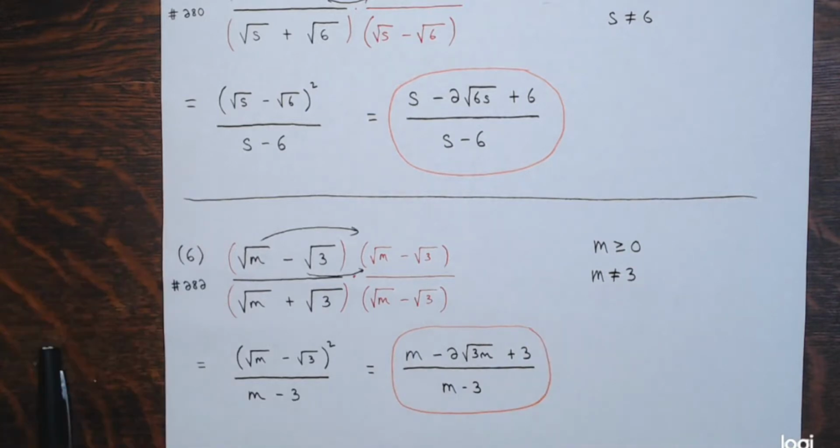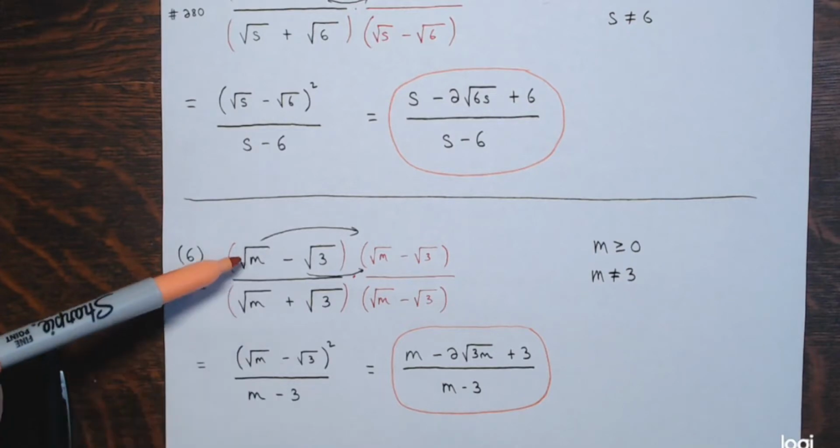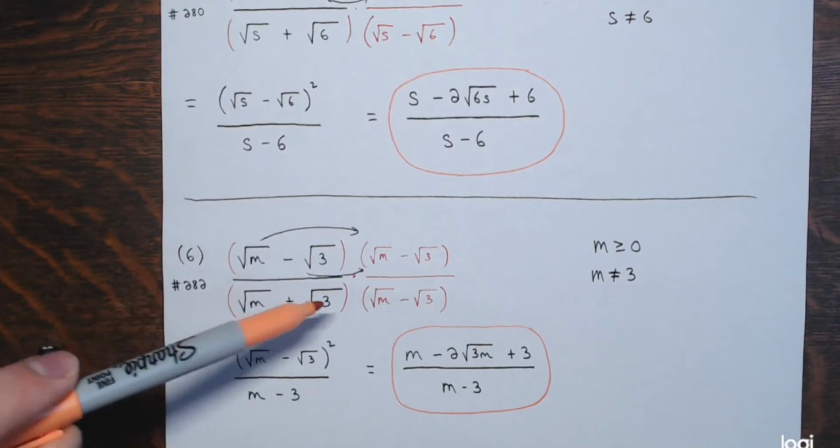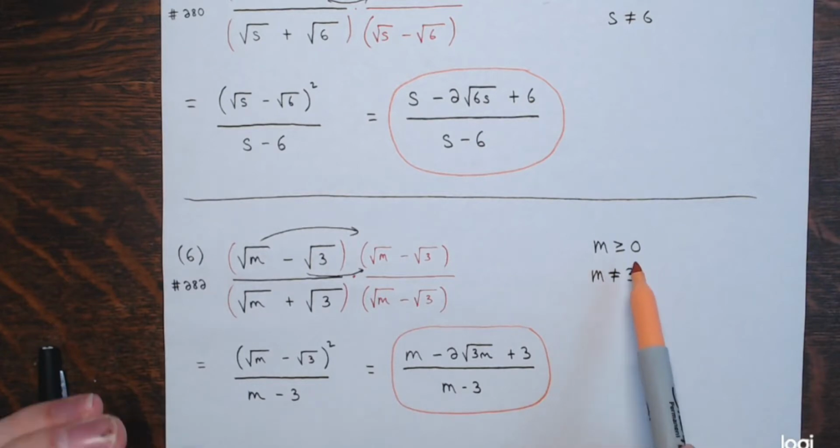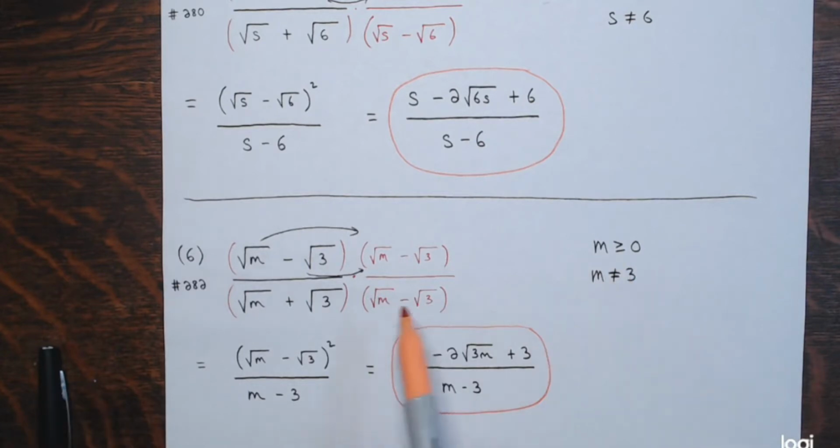All right, and one more time, if you wish to check your results here, test it out, just replace m with any number that's not 3. Sorry, non-negative. I said non-zero again. Replace m with a non-negative number that's not 3. Put it in the original expression, put it in the final expression, you should see the same result no matter what you plug in for m, right? As long as it's non-negative and not 3.